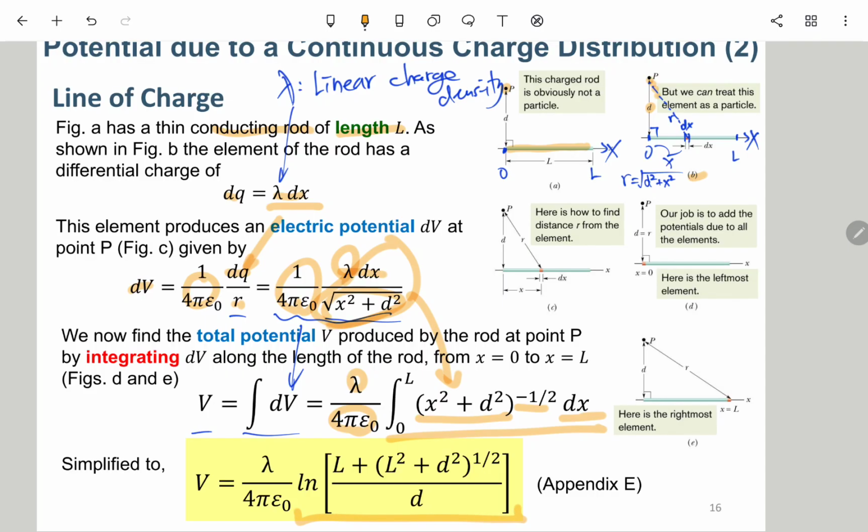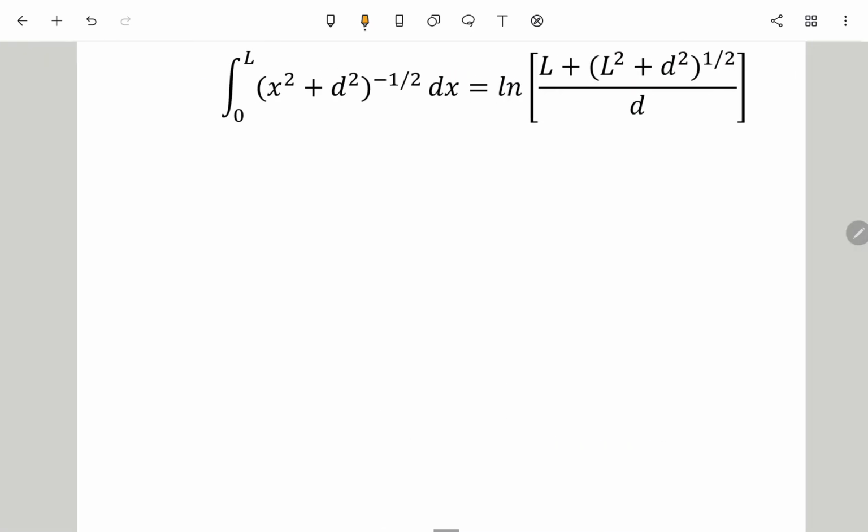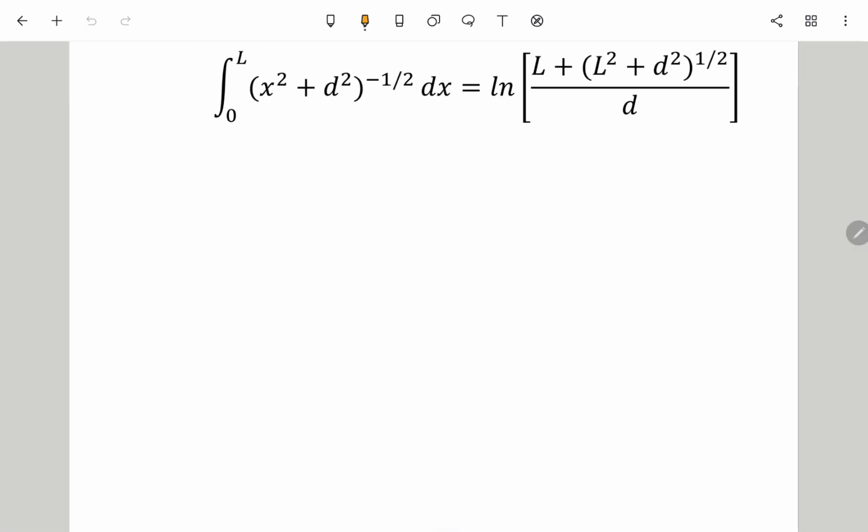Okay, this expression has a natural log in it. But if we would like to do it by ourselves, I will just show how we can work it out quickly. For this one we have x squared, where x is the integration variable.